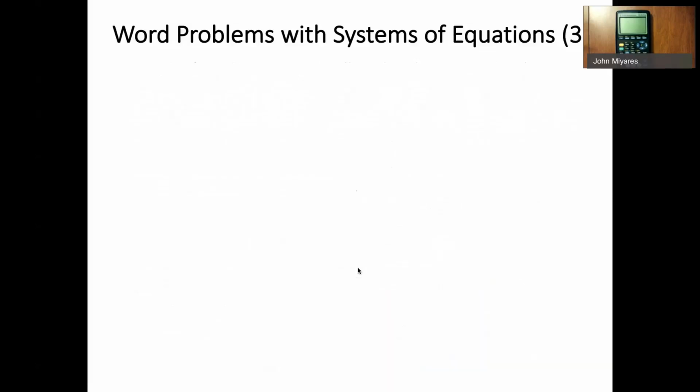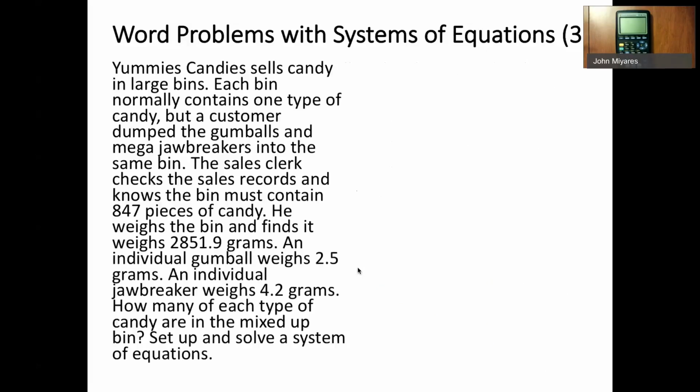Let's look at one final example. Yummy's Candies sells candy in large bins. Each bin normally contains one type of candy, but a customer dumped the gumballs and the mega jawbreakers into the same bin. The sales clerk checks the sales records and knows the bin must contain 847 pieces of candy.